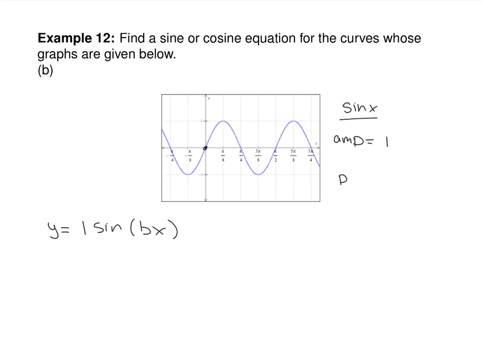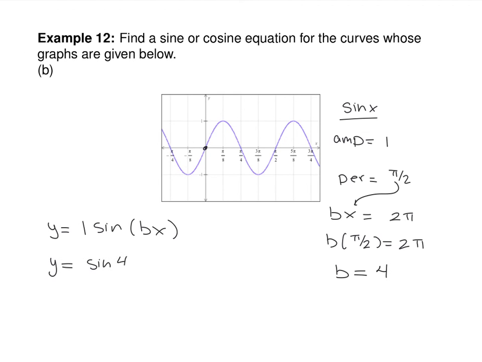From the picture, what is the period of this function? Pi halves. So you have this equation, bx equals 2 pi. So b times pi over 2 will equal 2 pi. And you multiply by 2 and divide by pi, and you get b equals 4. So this is sine of 4x.